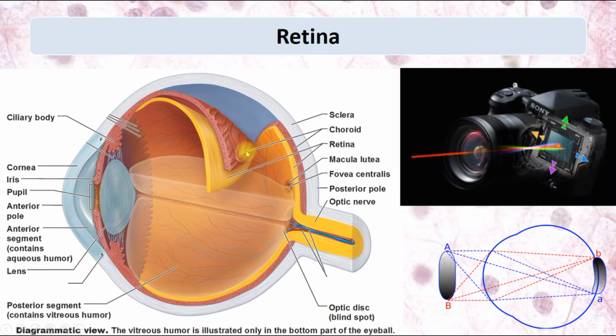And the next part of the eye is the retina. Here we can see the retina. So we have discussed the sclera, cornea, iris, ciliary body, choroid, lens, and vitreous body. And now let's talk about the retina. The retina is the receptor apparatus of the eye, and it works like the matrix of a camera. Let's look at how it works.